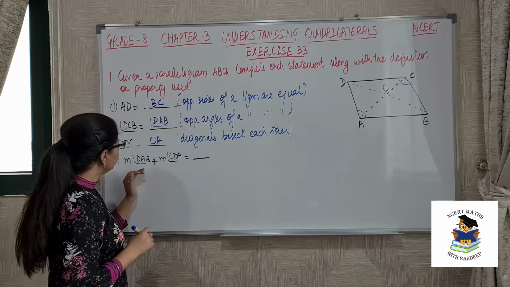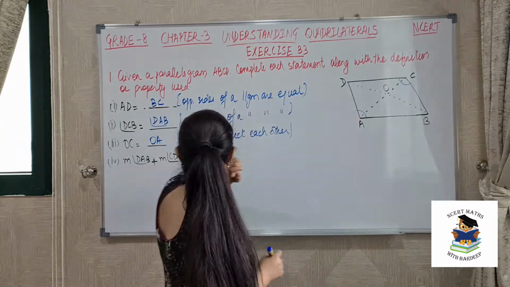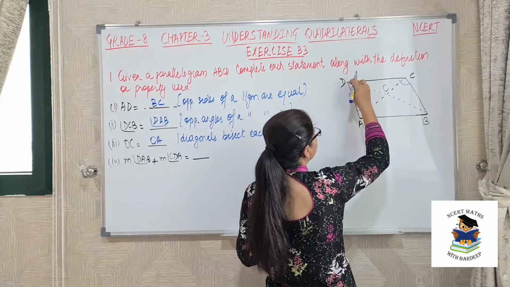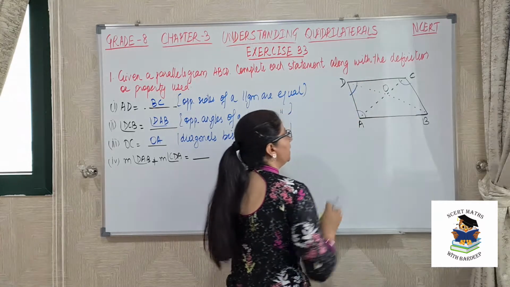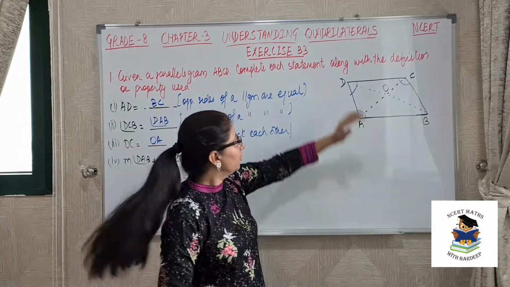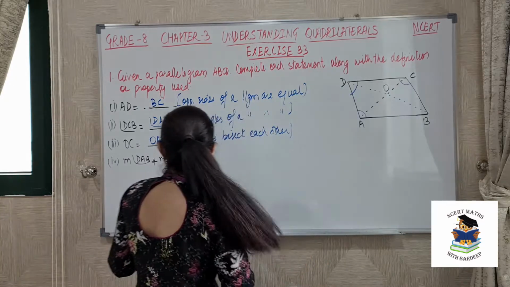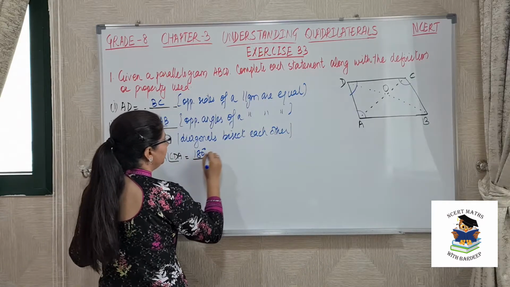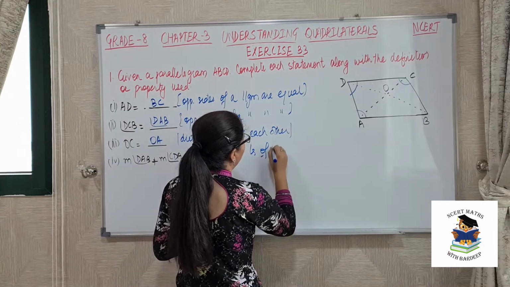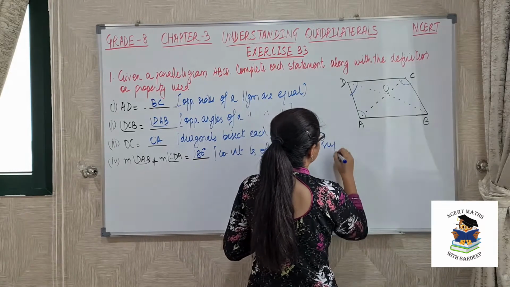Okay. Last is measure of DAB. DAB means this angle plus CDA. So these two angles means this angle plus this angle. What is its value? This is always 180 degree because co-interior angles are supplementary. Okay. So we will say this is 180 degree. Reason is co-interior angles of a parallelogram are supplementary.